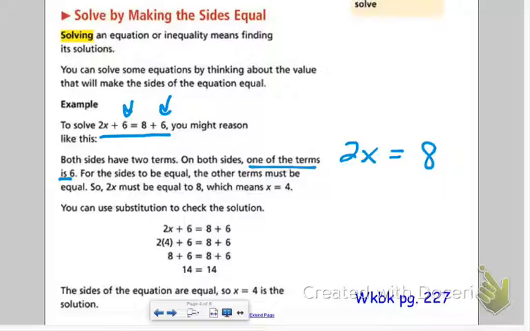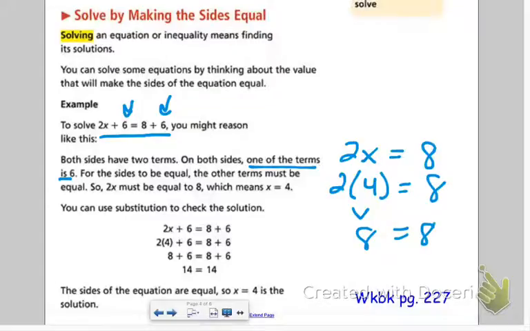So maybe you can think, okay, 2 times what number is going to give me 8? In this case, it has to be 4. 2 times 4 is going to give you 8. 8 is equal to 8. And that's kind of what they did here. They used the substitution step to check and make sure.